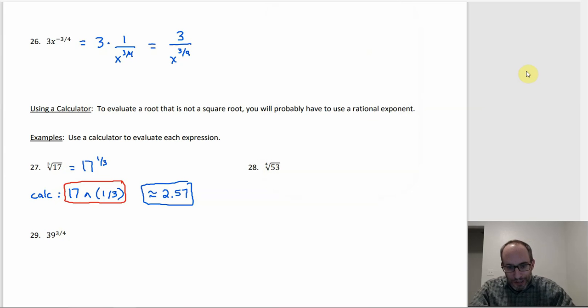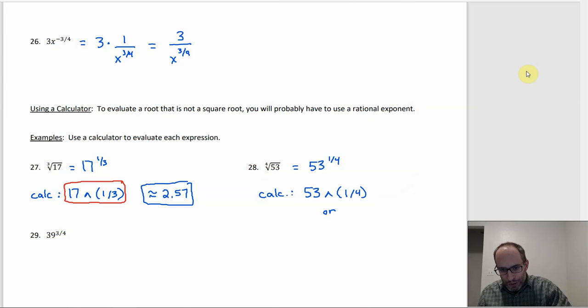So then it would be a similar thing with 28. I would think of that as being 53 to the 1/4. So then with a calculator, you could write that as 53 and then caret and then put the 1/4 in parentheses. So you could do it like that, or you could do it as 53 caret 0.25. Since that's a terminating decimal, you could write it out like that. And this ends up being roughly 2.70. At least that's what it is to two places.